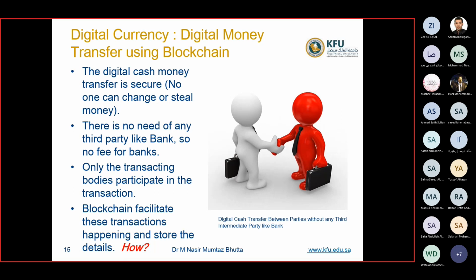So all the guarantee which was being provided by the banks, by the money operators, by the clearing house, all that is handled by the technology. So that's why there is no need to spend money or give fees to the intermediate parties so that they clear your transfer. This is the main power of digital cash money. It is secure. No one can change or steal your money. This power comes from the technology which is called cryptography.